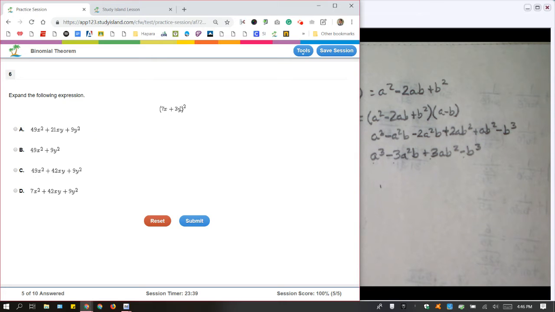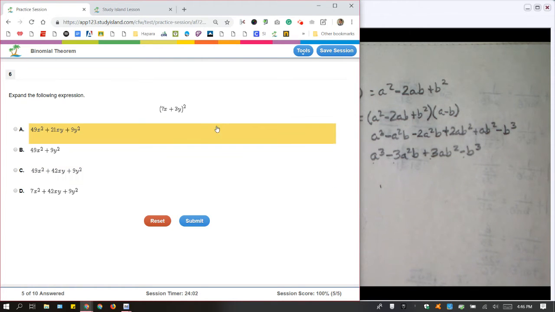First things first, it's only squared. So we're just going to have 7x times 7x in the beginning, which is 49x squared. So which ones start with 49x squared? You're looking at A and C. And hopefully they both end with 3y times 3y, which is 9y squared. And they do. So what is the middle term? Is the middle term 21xy or 42xy?